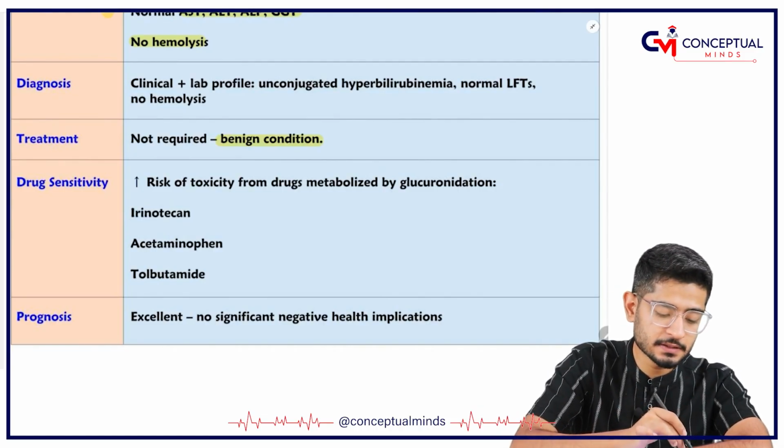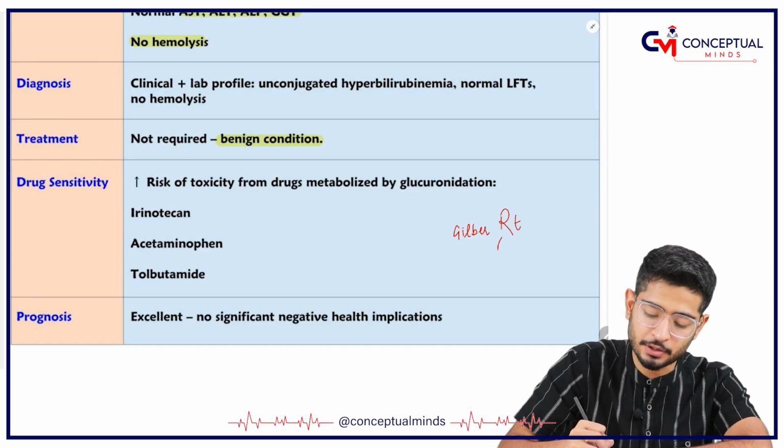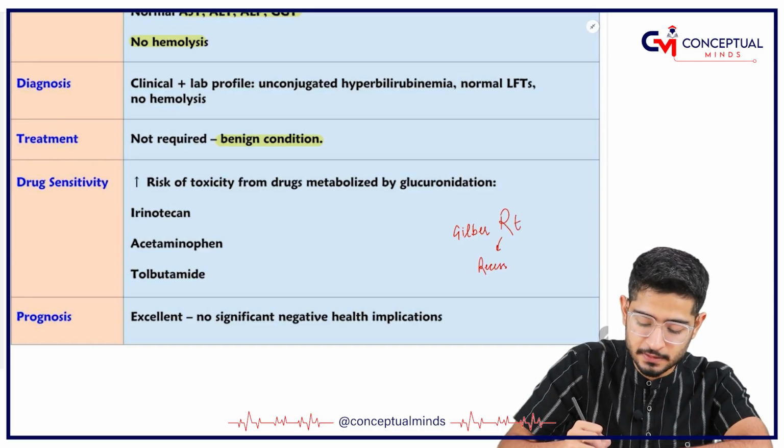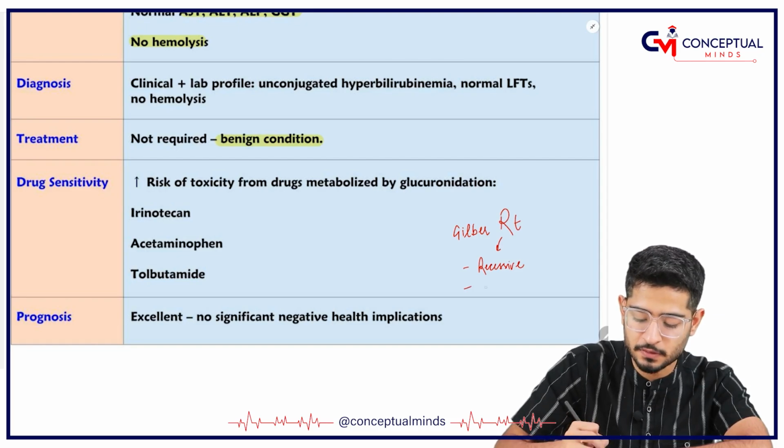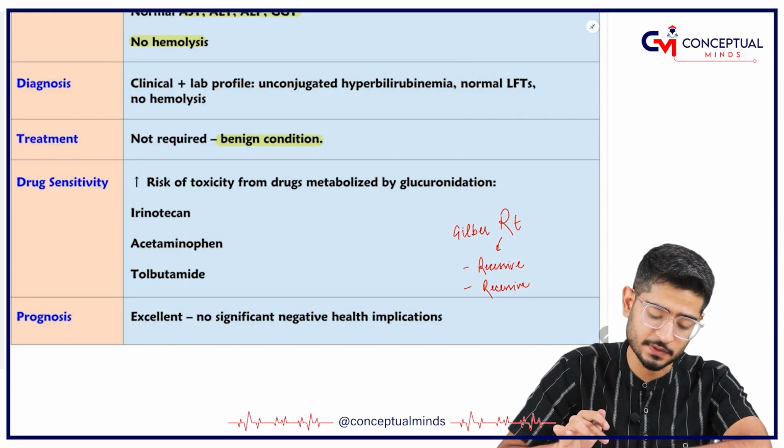Remember, Gilbert, okay, I'll write it here. So Gilbert, R is important. Gilbert, first of all, it is a recessive disease, an autosomal recessive disease. There's nothing much to bother you. It's a benign condition as well.